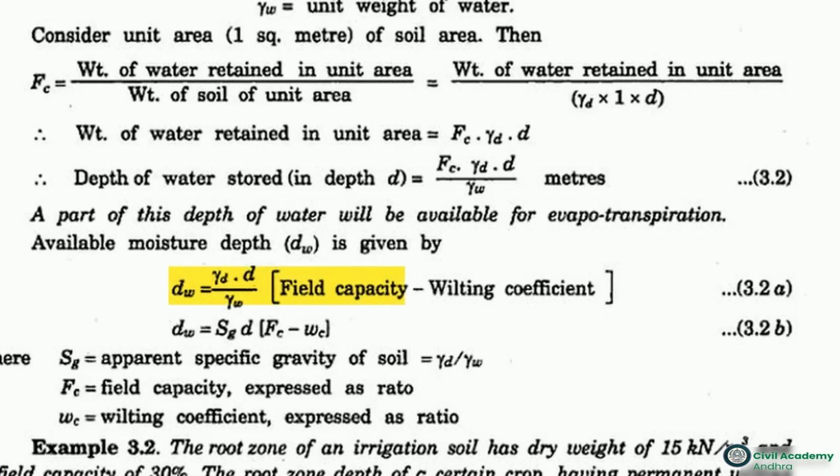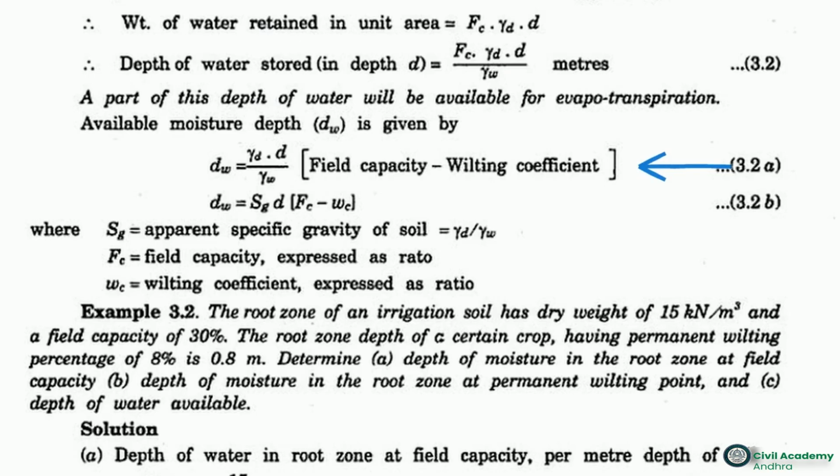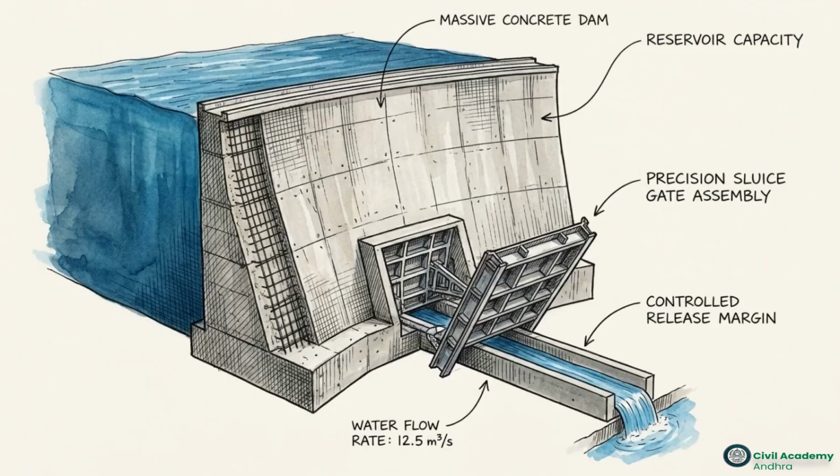To calculate the actual physical depth of water available to the crops, we use equation 3.2a. We take the dry unit weight of the soil over the unit weight of water, multiply it by the root zone depth, and then multiply that by the percentage difference between the field capacity and the wilting coefficient. That calculation gives you a strict physical depth in millimeters. Your entire water supply budget for a growing season must be precisely calibrated to fit inside that narrow margin.